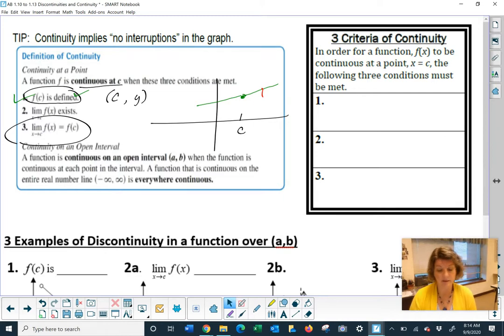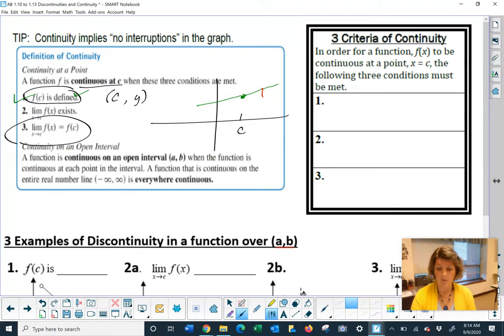And it says a function is continuous on the open interval a to b when the function is continuous at each point in the interval. A function that's continuous on the entire number line from negative infinity to infinity is called continuous everywhere. So there's no holes or gaps on the entire x-axis of values.